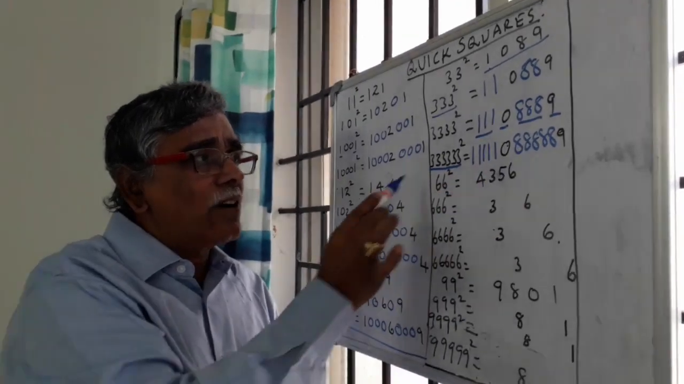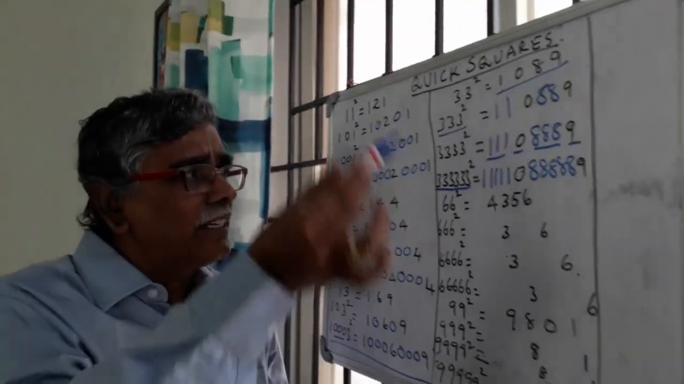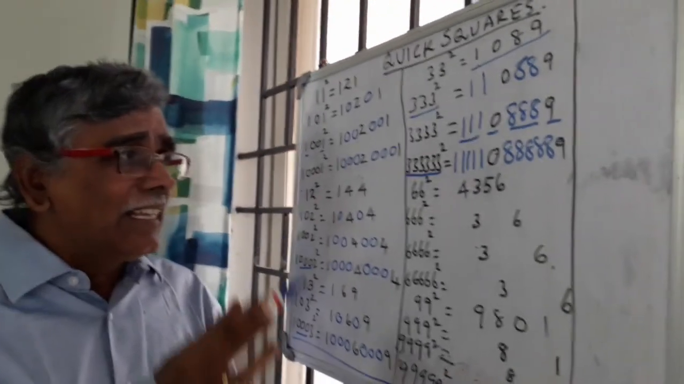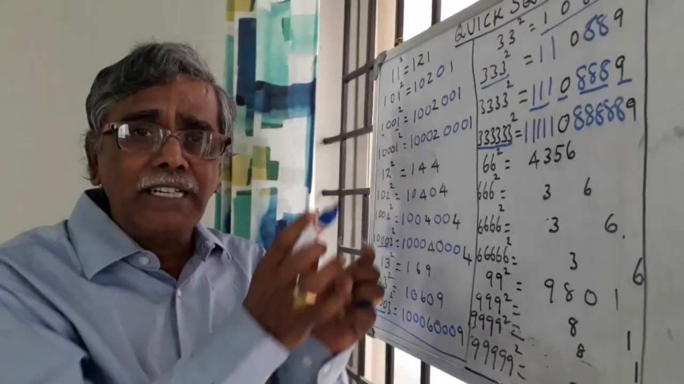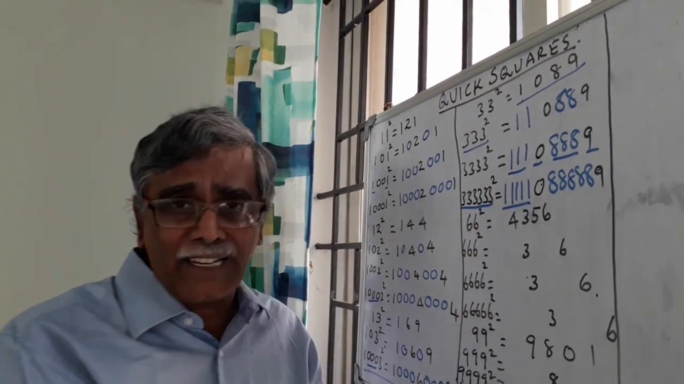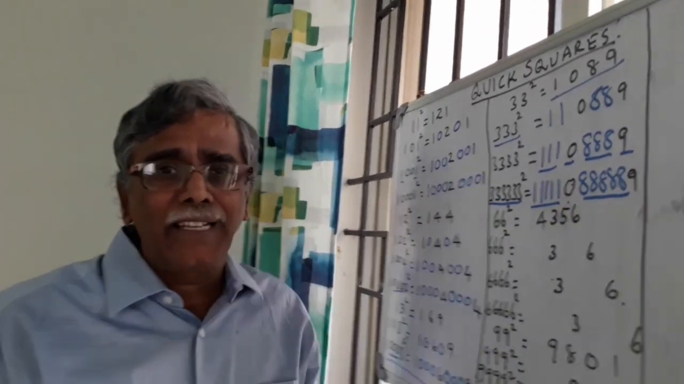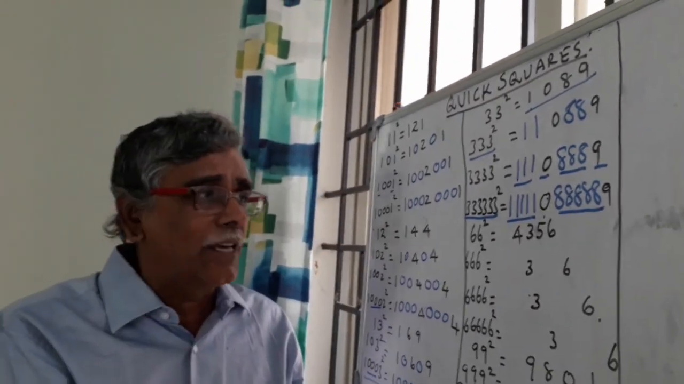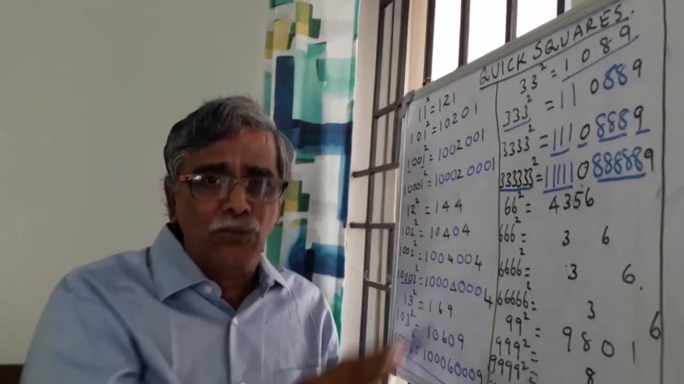So this one is the square of 333,333. Likewise, if there are more threes, suppose it is a 100 digit number, all threes, then first digit is 3, last digit is also 3, and in between them all are 3, but it is a 100 digit number. In that case, you have to take 99 ones here, and then 0, and then 99 eights here, and then 9. That is all. If you know 33 square, you can find such numbers' squares. And then if you know 66 and 99, you can extend the same idea to those also.